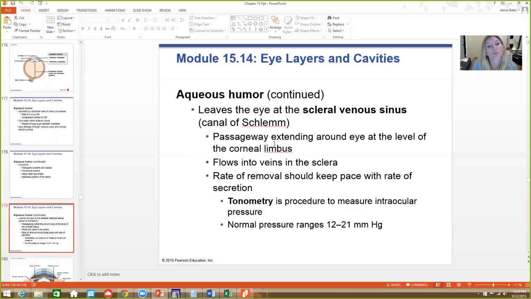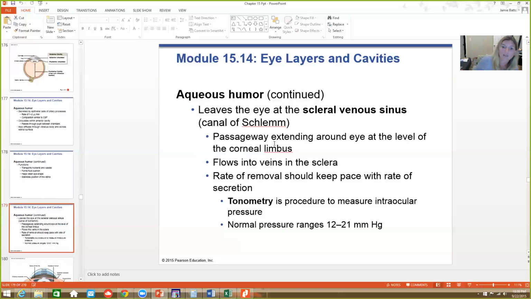So the aqueous humor leaves the eye at something called the canal of Schlemm, or as they're calling it now, the scleral venous sinus. I learned it as the canal of Schlemm. It's just this little passageway that goes next to that corneal limbus. So right in that little area in the front of the eye.